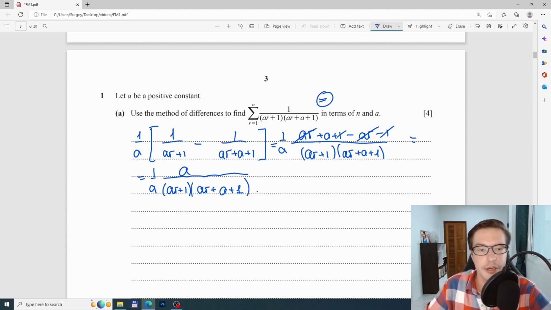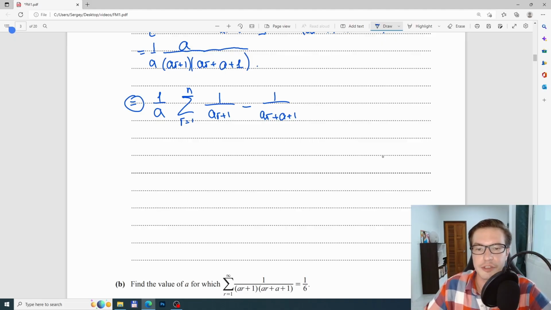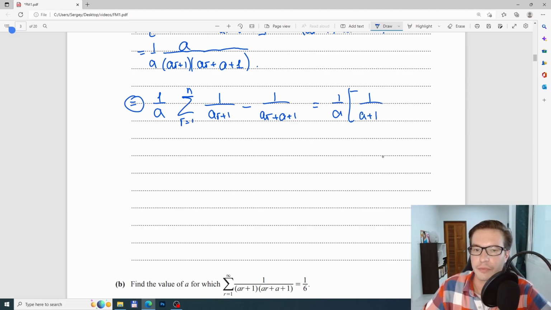And now we can use the method of differences to find the summation. So it's going to be 1 over A, and because A is a constant, I will take it out of the sum. And I got 1 over AR plus 1 minus 1 over AR plus A plus 1. Now, let's substitute 1 into R and see what happens. Put 1 over A plus 1 minus 1 over 2A plus 1. So that's when R equals 1.